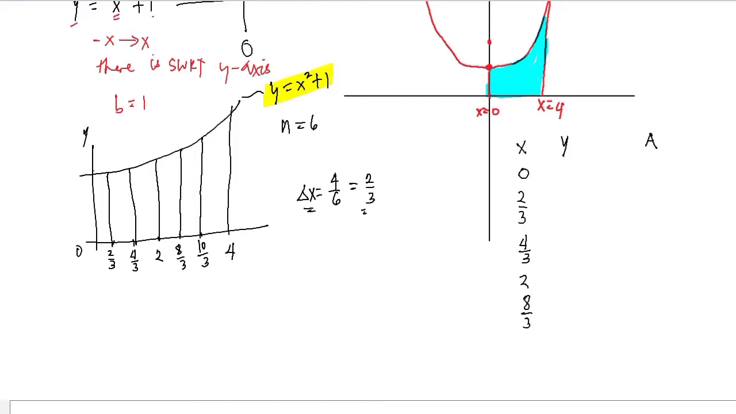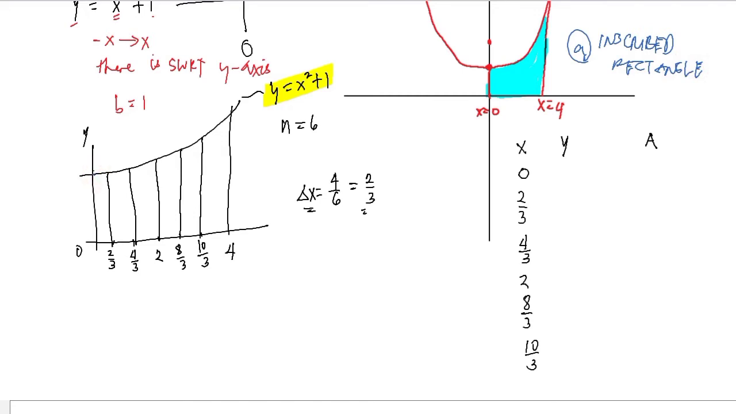We have the 10/3. But mag-stop tayo sa 10/3. Kasi, kung yung kinukompute natin dito is using the inscribed rectangle, ang kinukompute natin dito ay ito.